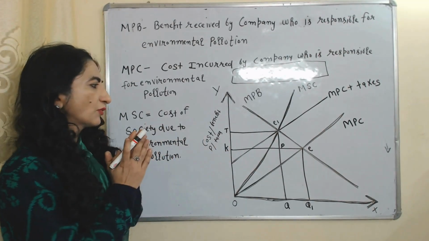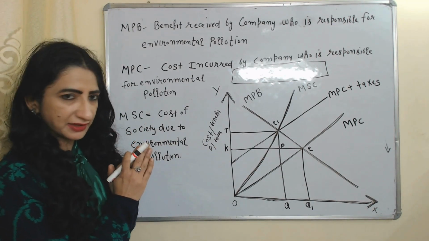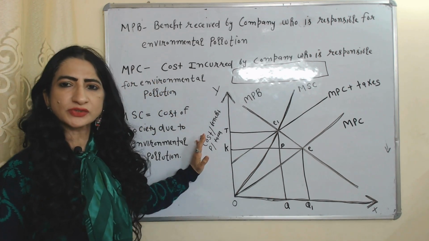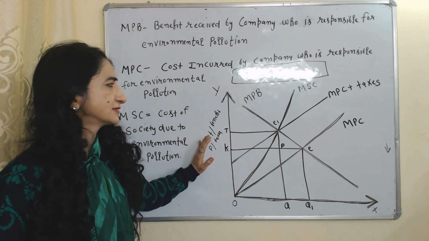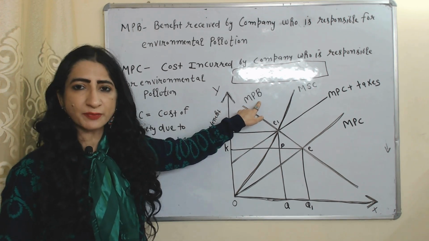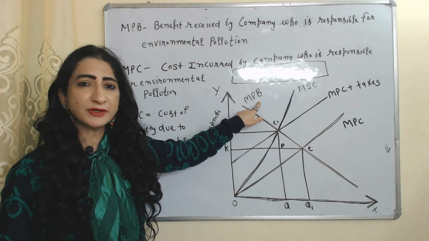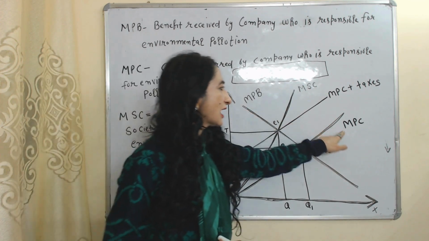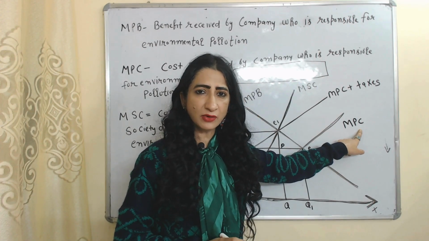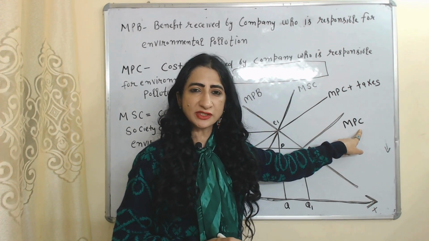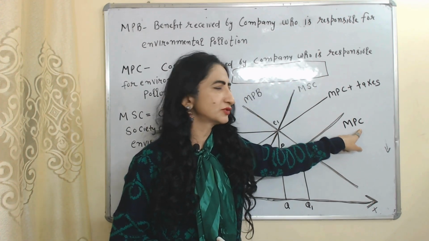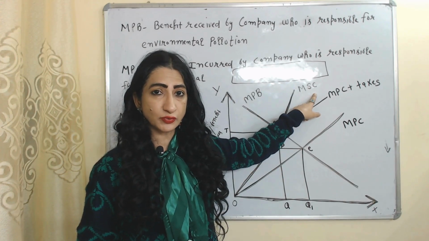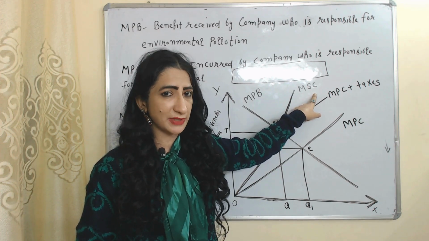Now we understand Pigouvian taxes with the help of this diagram. On the x-axis we have quantities, on the y-axis we have cost, benefit, taxes and prices. MPB means marginal private benefit, the benefit of the company which is responsible for environmental pollution. MPC means marginal private cost, the cost of the company which is responsible for environmental pollution. MSC is marginal social cost, the cost of society due to environmental pollution.